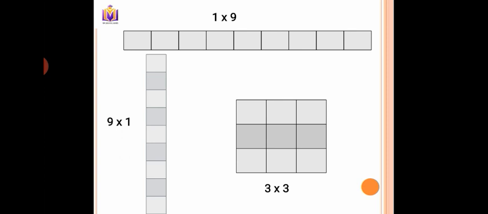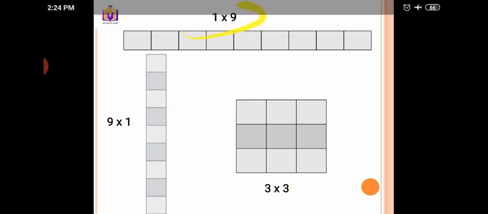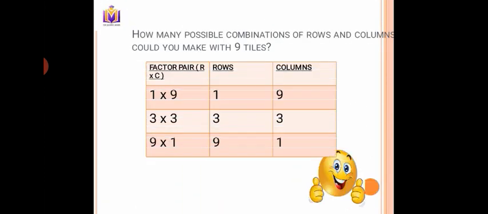So let's see how we can do it with 9. First of all, we have to think in which table the number 9 comes. So we have 1 multiplied by 9. This means it has 1 row and 9 columns. Then the next one is 3 rows and 3 columns. So 3 3s are also 9. Then 9 into 1. Here are 9 rows and 1 column. So only 3 possible combinations are there in which we can find the factor pairs. How many possible combinations of rows and columns can we make?